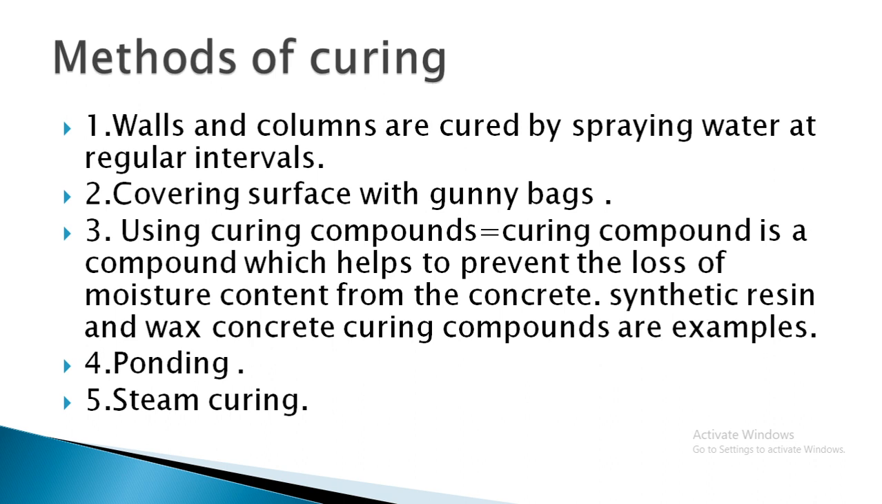Methods of curing. The walls and columns are cured by spraying water at regular intervals, covering surface with gunny bags. Gunny bags are basically jute bags. Using curing compounds. That is, curing compound is the compound which helps to prevent the loss of moisture content from the concrete. Synthetic resin and wax concrete are some examples of curing compounds. And curing compound is generally used when the availability of water is very less. Next, fourth method is pounding, and fifth method is steam curing.